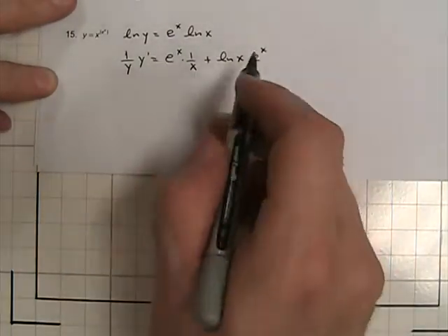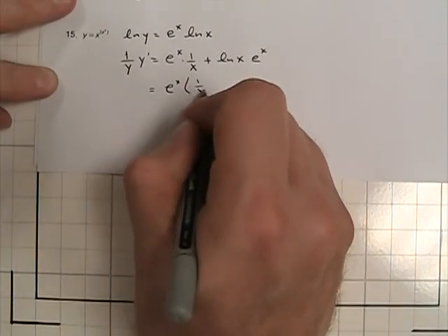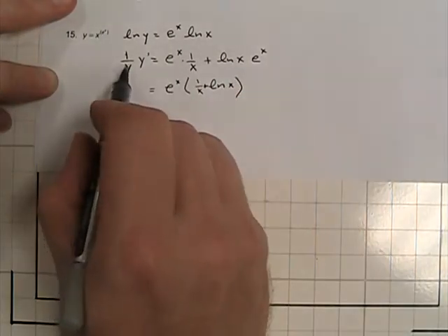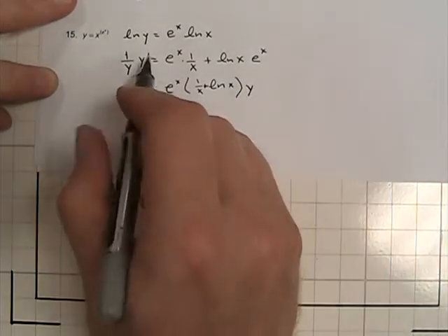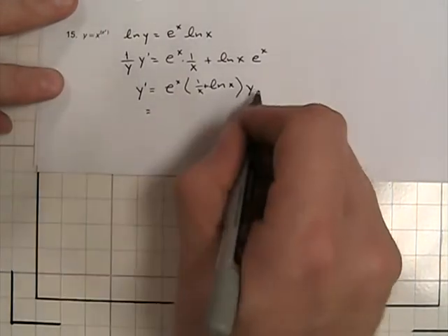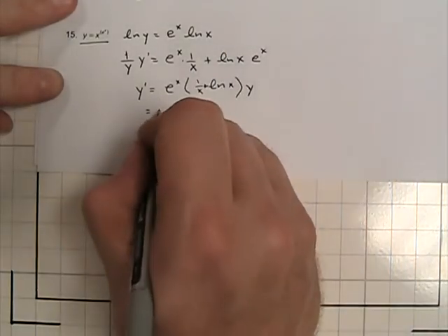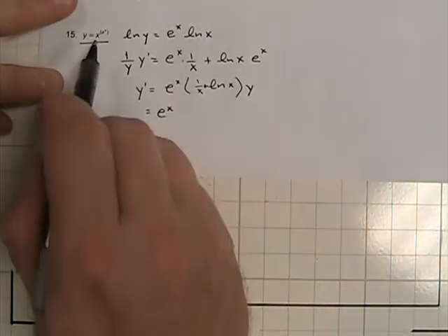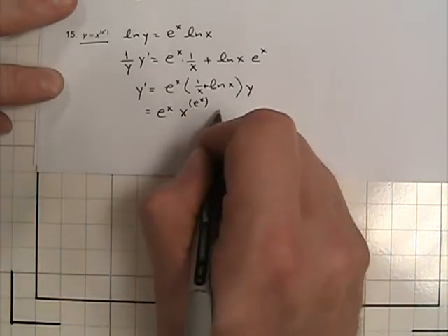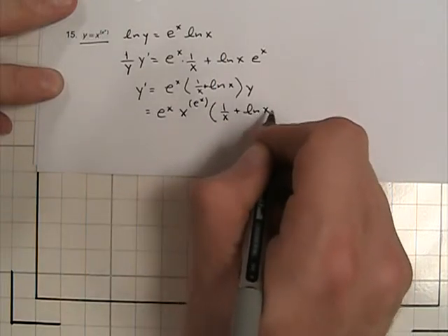Okay, so we've got an e to the x common there, so let's factor that out. E to the x times 1 over x times ln x, plus ln x. And don't forget, then you have to multiply both sides times y, so you get just y prime equals, well, what was y? That comes from our original function, so we'll plug that in. So we've got e to the x from right there. We've got our original function, x to the e to the x, times 1 over x plus ln x.